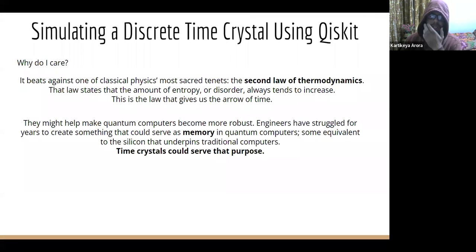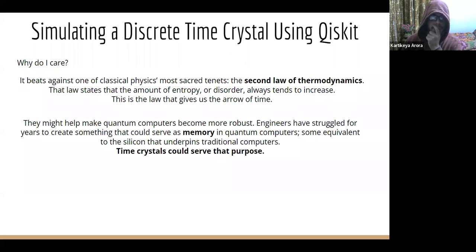Also, these time crystals could help us make quantum computers more robust, in the sense that they could serve as a memory in quantum computers, equivalent to the silicon chips that we use in our classical computers.